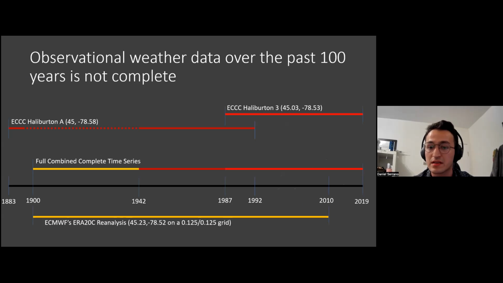But now let's focus just on that first long-term study, where we are looking at Haliburton, Ontario, and I got data primarily from Environment Canada, which has two weather stations, Haliburton A and Haliburton 3, that cover a period that goes all the way back to 1883. Haliburton A and Haliburton 3 are geographically very near to each other. Number 3 just replaced number A. And then I also included some reanalysis data from ERA 20th century, just to fill in some of the data, because there are some data gaps between 1900 and 1942.